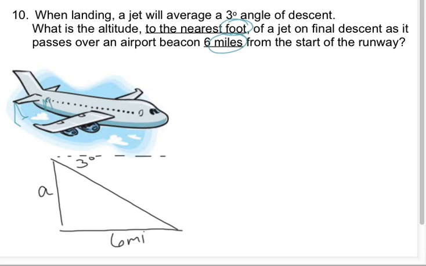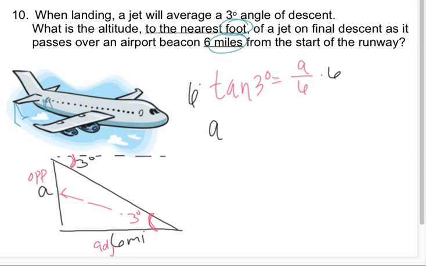So I'm going to go ahead and solve this. Like I said before, if this is 3 degrees, my alternate interior angle would also be 3 degrees. Okay, so I have my opposite and I have my adjacent. So once again, I'm going to be using tangent. So tangent of 3 degrees is equal to A over 6. Okay. So I would multiply by 6 on both sides. So my altitude is 6 times tangent of 3 degrees.